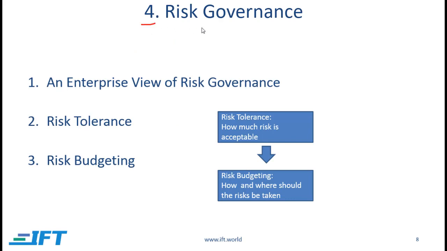We now come to section 3, risk governance. This has 3 subsections: an enterprise view of risk governance, risk tolerance, and risk budgeting. Risk tolerance has to do with how much risk is acceptable for an organization, and risk budgeting has to do with how and where should the risks be taken.